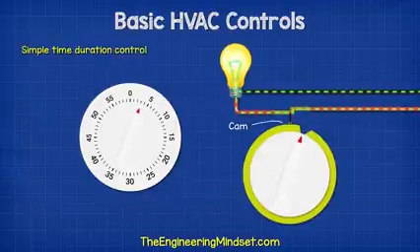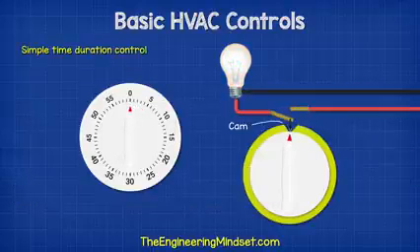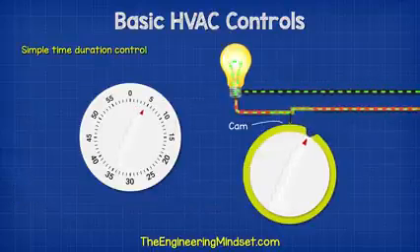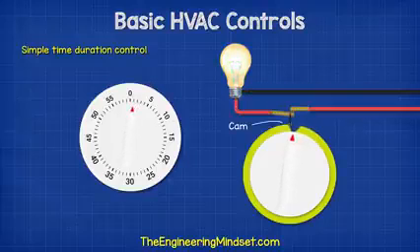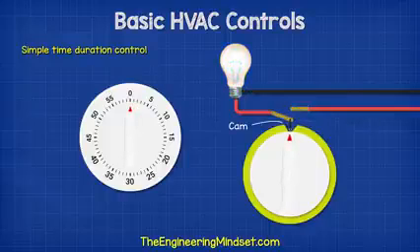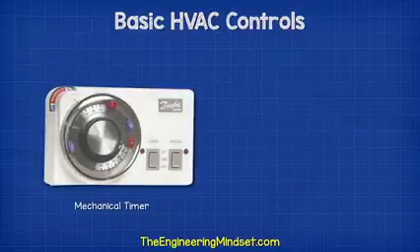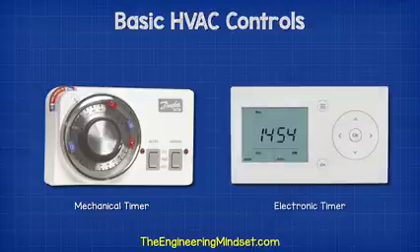A simple time control uses a cam to push contacts together and complete a circuit. As the time dial rotates, it will force the cam to open and close the contacts to turn the heating on and off. Timers used to all be mechanical. However, these days timers are usually electronic and typically use relays to open and close circuits.